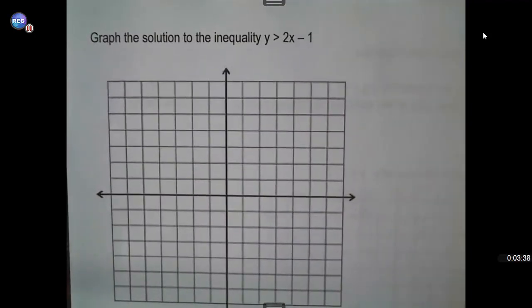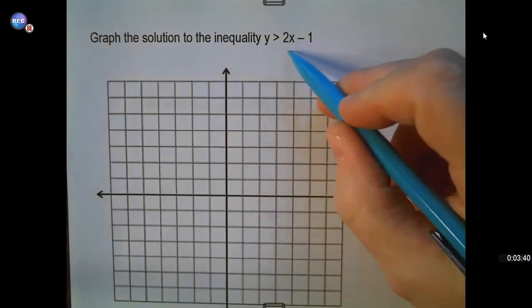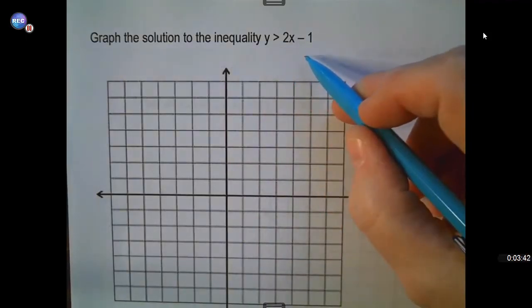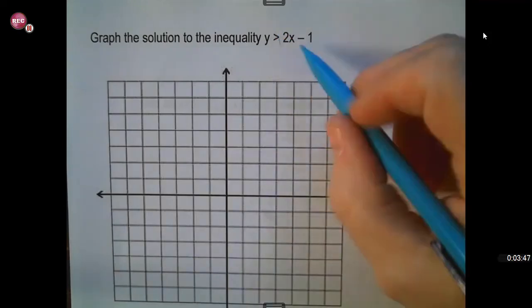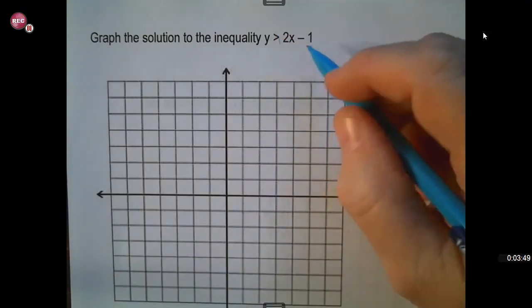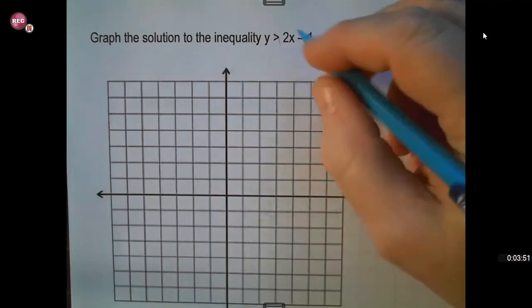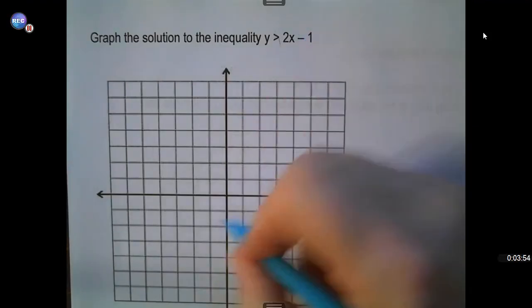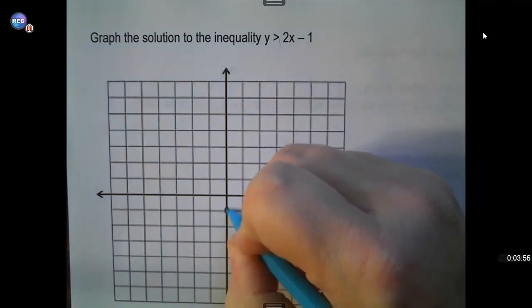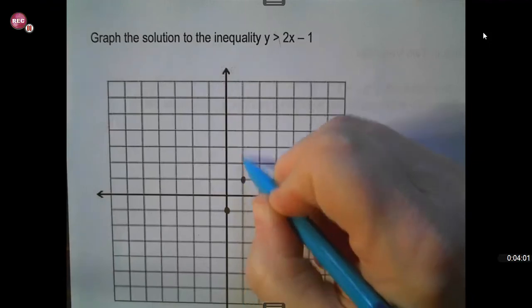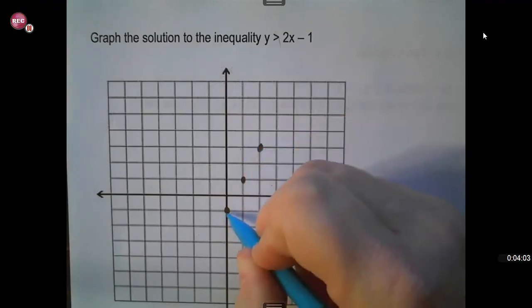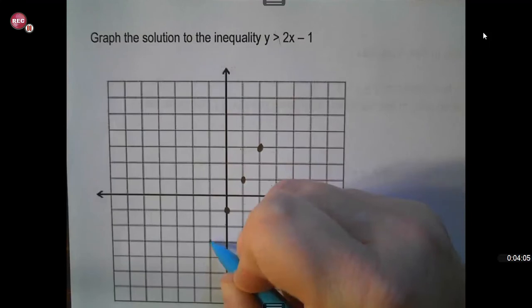So we move on to this example. And in this example, our line is y is greater than 2x minus 1. So again, I forget that this is an inequality, and I just graph the line. And so we graph it the way we've been graphing lines since chapter 2. The y-intercept is at -1. The slope is 2, so I'm going to rise 2 and run 1, rise 2 and run 1, or I could rise -2 and run -1.